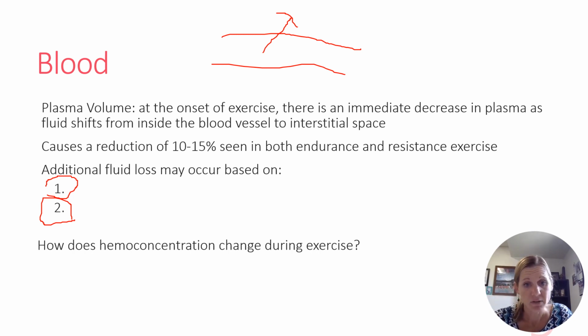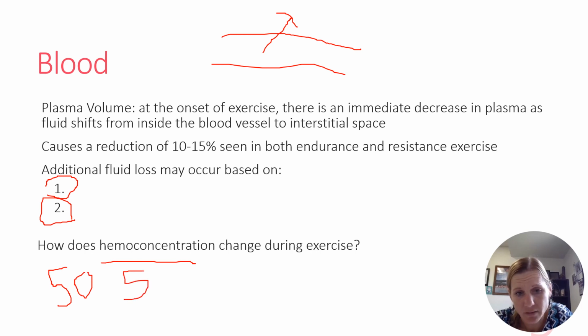Okay, so how does hemoconcentration change during exercise? We might see an increase of 20 to 25% of hemoconcentration during exercise. So what does that mean? Again, remember that the blood is made up of fluid and cells. Let's say I'm 50-50. Let's say I have 50 fluids and I have 50 blood cells.